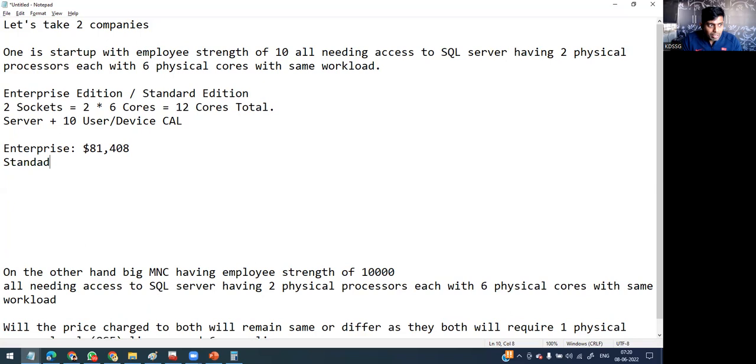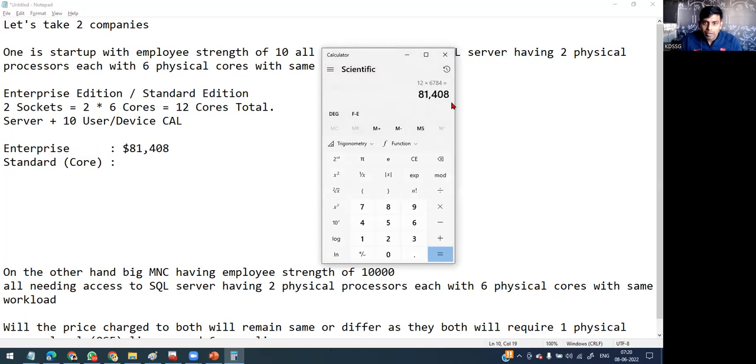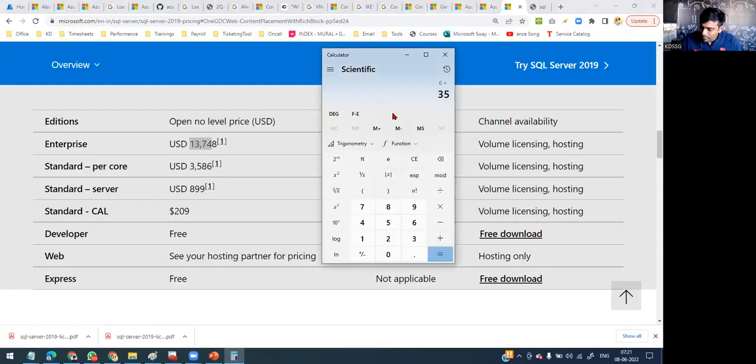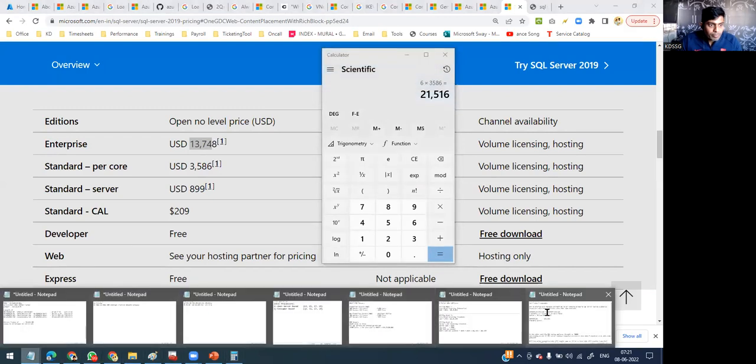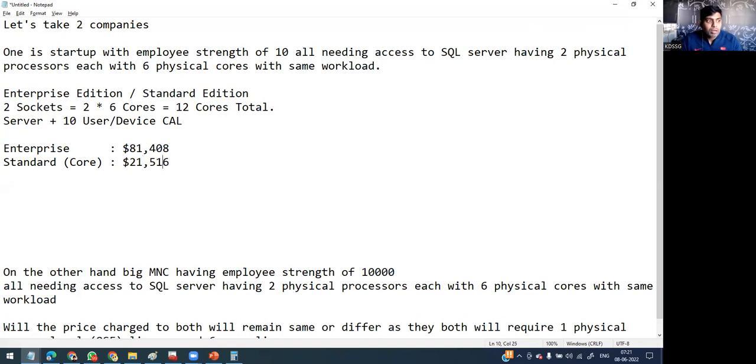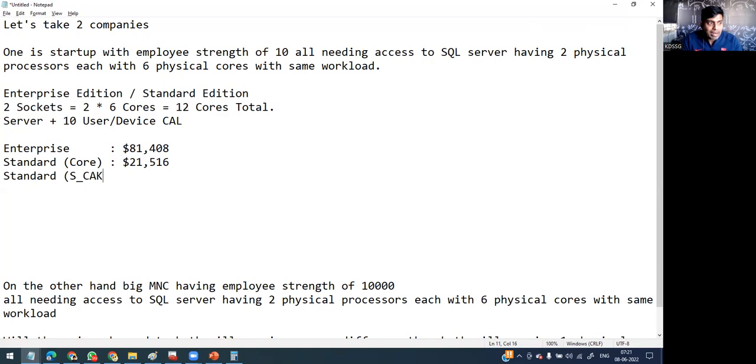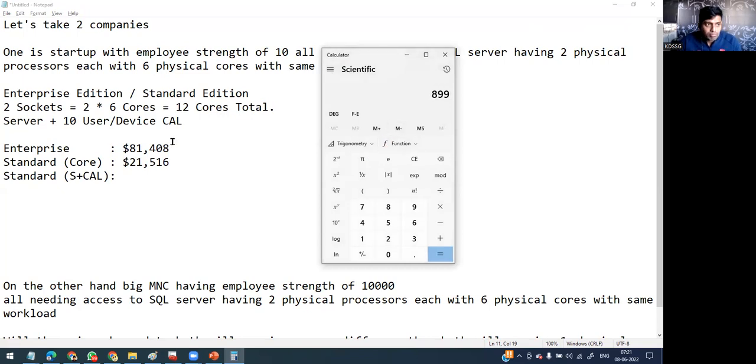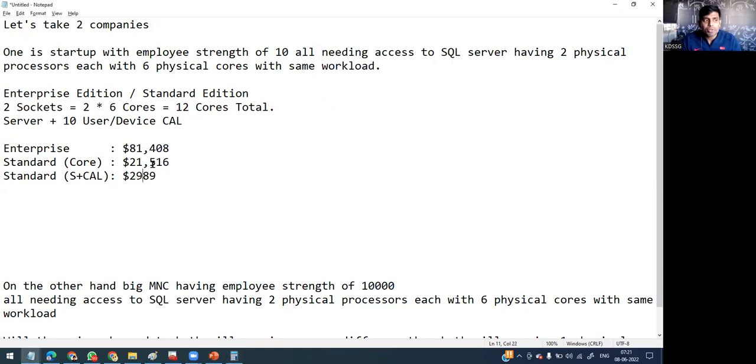So Enterprise edition, you'll pay this much. Again, if you go for Standard edition in the standard core model, you know the math quickly. 6 into what is the cost? 3,586. $21,506. So this is for standard cores, and the last one is Standard server plus CAL. $899 for the server, and 10 users he said, right? 10 into 209, 2,090 plus $899, $2,989. That's it. This is a much cheaper option.